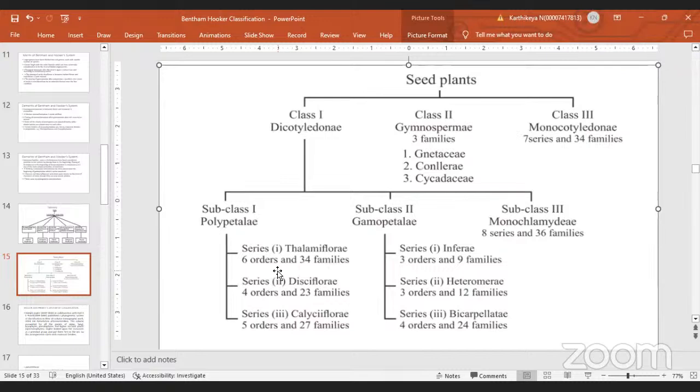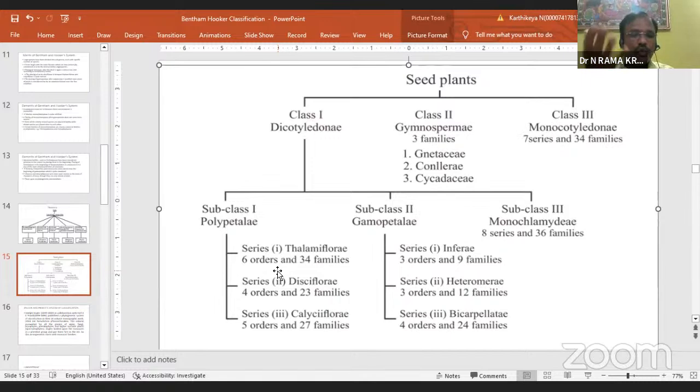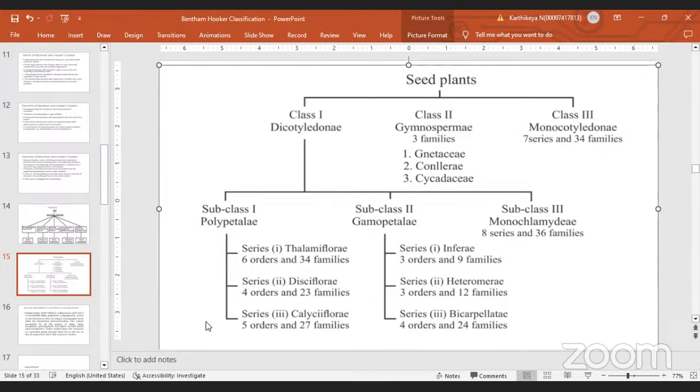Next, what is the meaning of Thalamiflorae? You already know hypogynous, perigynous, epigynous. How can we recognize it in Thalamiflorae? The ovary is superior. What is superior? For example, you see our hand: this is the ovule, with four parts. The ovule is there.